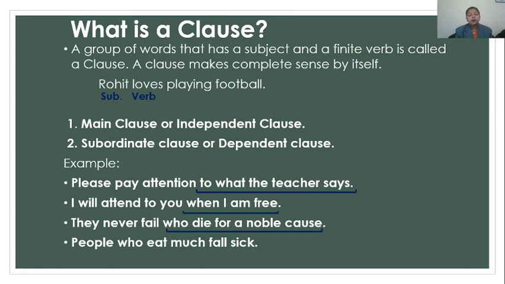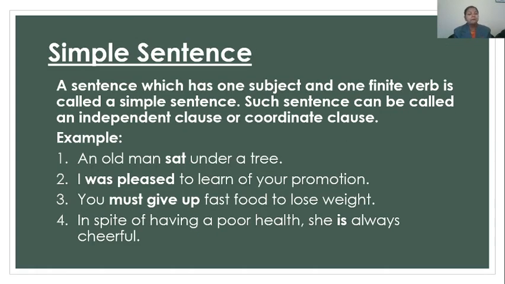Next is people who eat much fall sick. Here, my first clause is people who eat much fall sick. Fall sick is your main clause here, and people who eat much is my dependent clause. Clear? Now, let's discuss the simple, compound, and complex sentence. So, is this clause clear to everybody? Because without understanding a clause and its type, you won't be able to understand the type of sentences. Cleared? Now, what is a simple sentence?